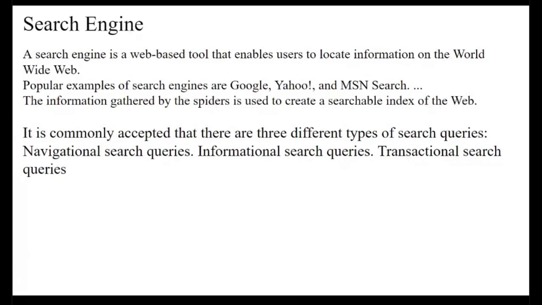Now, whenever we enter a query in the web browser, it is commonly accepted that there are different types of search queries: navigational search queries, informational search queries, and transactional search queries. These are the three types of queries that are easily accepted by the browsers.